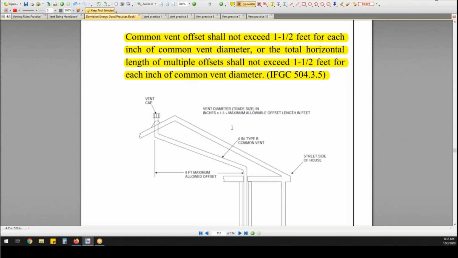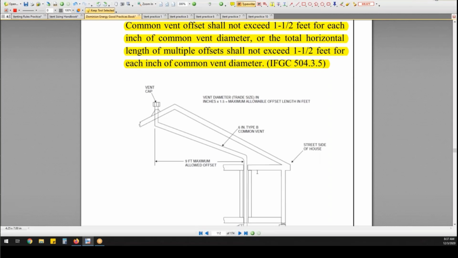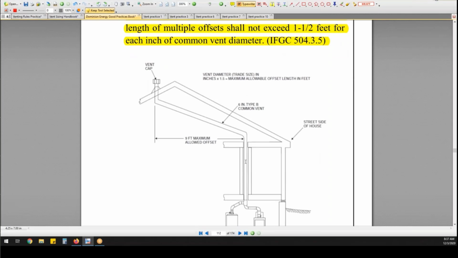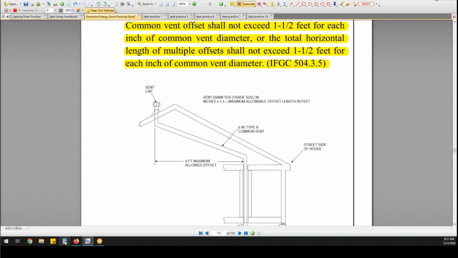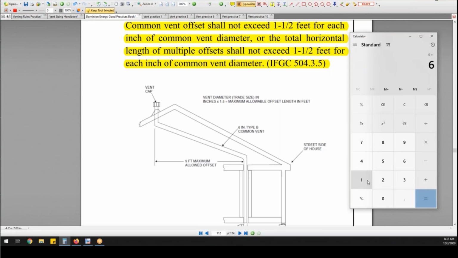Okay. So in this case, the question was, you had a 6-inch common vent. The common vent is your main flue that goes up through the house and out the roof. And the math looks like this: 6-inch vent times 1.5, 9 feet. So let's say I had a 7-inch vent and I wanted to offset it back. I would simply take my 7-inch vent times 1.5. My 7-inch vent, I could offset back 10 feet.